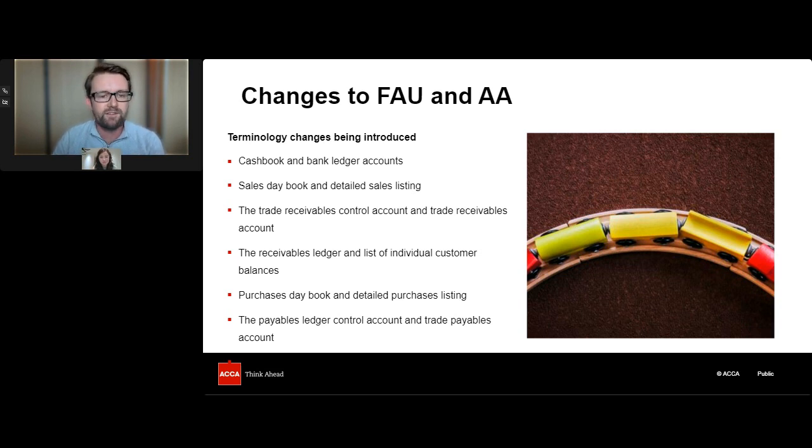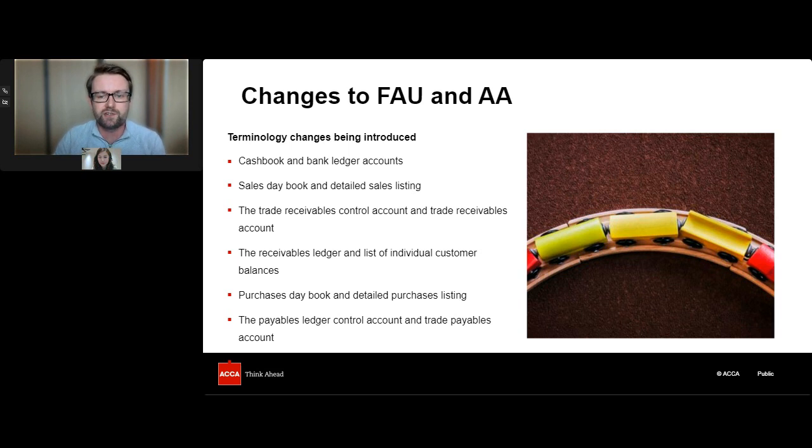Now, for both FAU and AA, there is no direct impact on the syllabus or learning outcomes, and we would still expect students to be able to understand a range of different interchangeable terms for similar items and concepts. So you'll see on the slide a number of terms that are going to be used interchangeably for the coming year to allow students to adjust to the updated terminology within financial accounting. You can see an example of those on the slide in front of you.